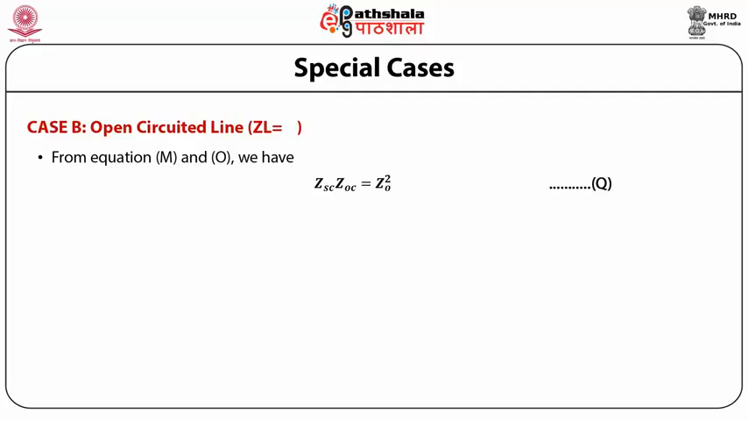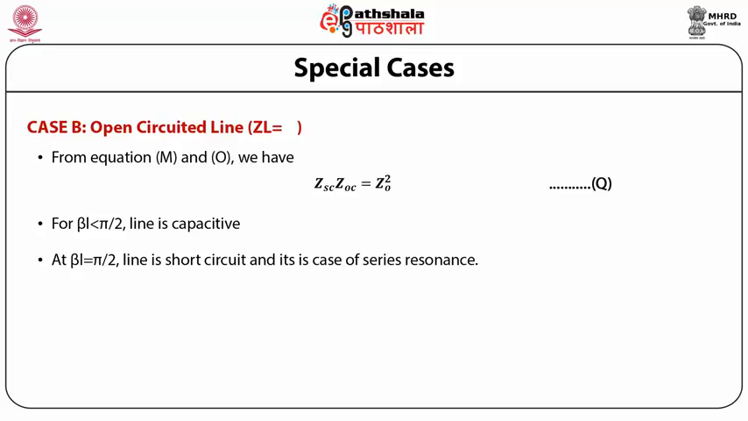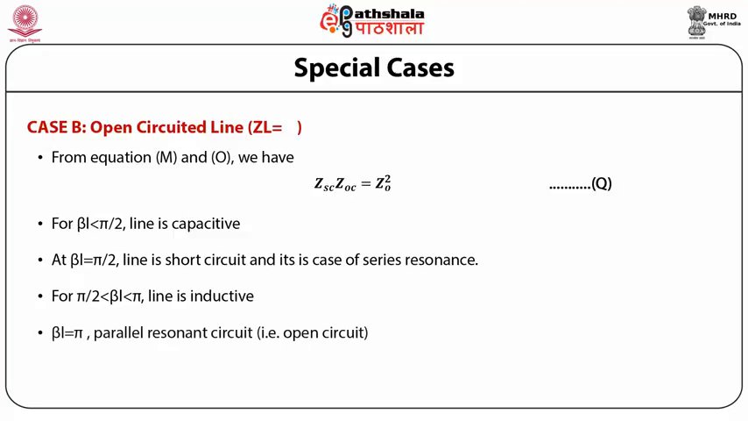Now as shown in this figure, if we have beta L less than pi by 2, the line is capacitive. At beta L equal to pi by 2, the line is a short circuit, and it's the case of series resonance. For pi by 2 less than beta L less than pi, the line is inductive, and for beta L equal to pi, it becomes the parallel resonant circuit or the open circuit.